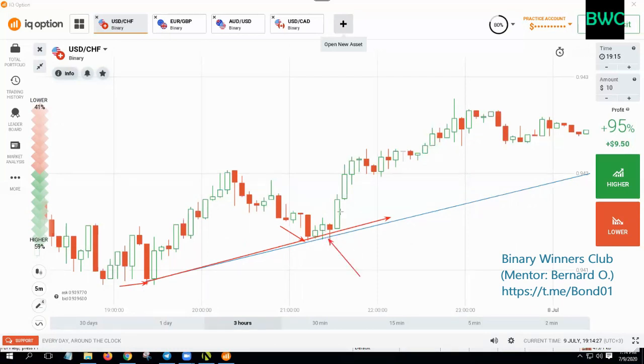Red, green, green. You buy from the next candle going up. So your entry starts here.